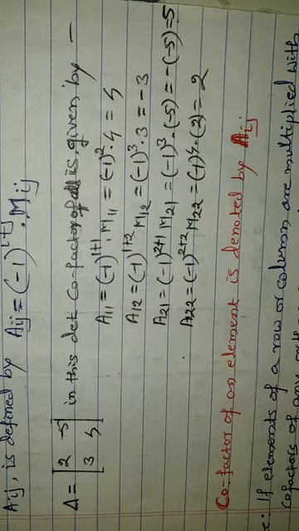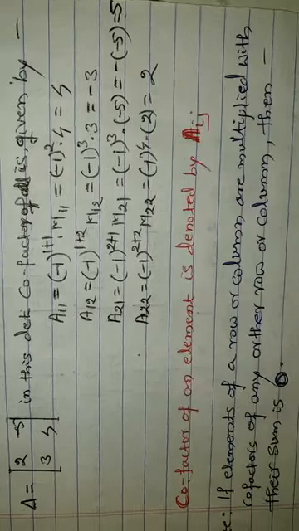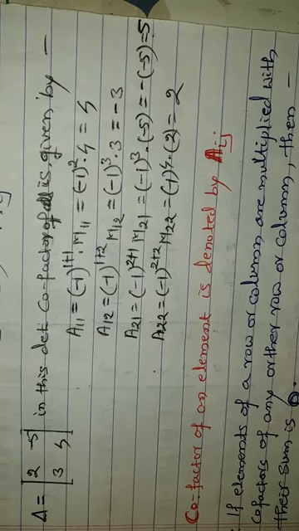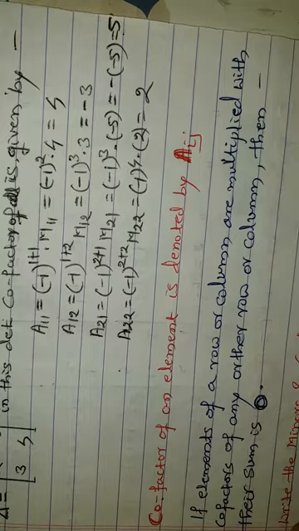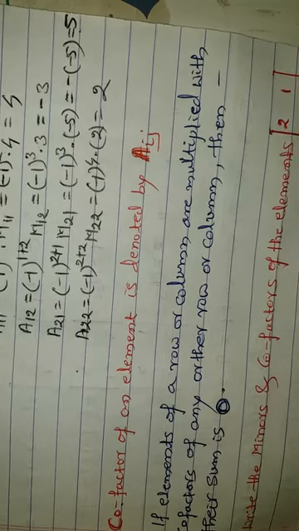Note, if the elements of a row or column are multiplied with the cofactors of any other row or column, then their sum is 0. Then continue with the problem.